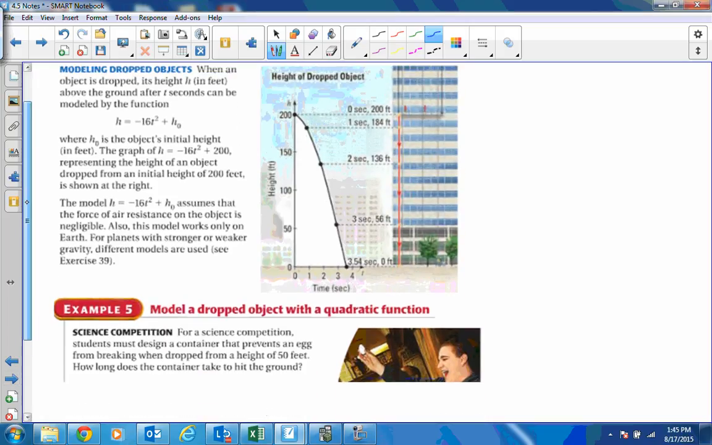Okay, you can use this to model a dropped object, the height of it versus time and its initial height. So this is the height. The height is dependent on the time and where you dropped it from. Okay, they give you an example of dropping something 200 feet and how each second the height gets lower and lower. So we're going to use this formula to solve the next one.